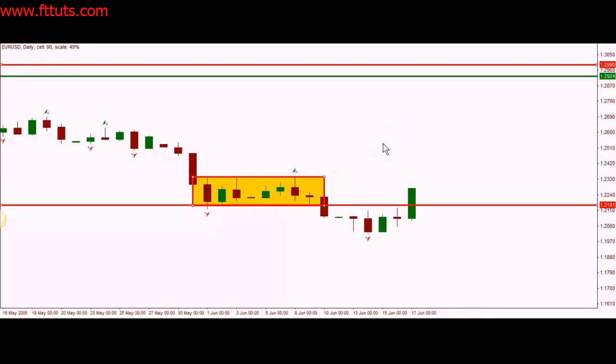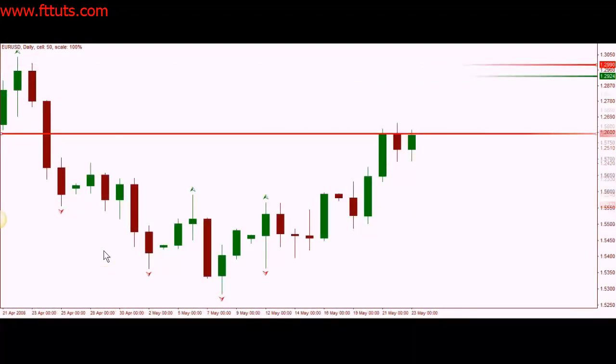So that's looking at this, pretty much looking at the evening star in the context of a trend to the downside, because that's what you're going to trade it off. You're going to trade it off resistance, and you're going to be trading to the downside. Now we're going to look at it in a ranging situation. So let's look at a ranging market.